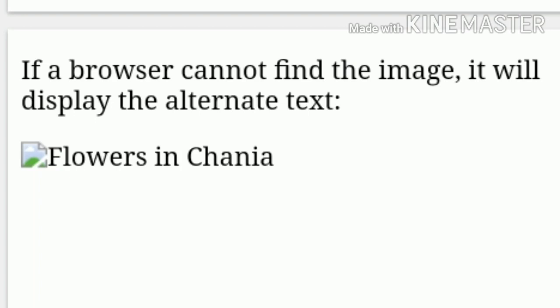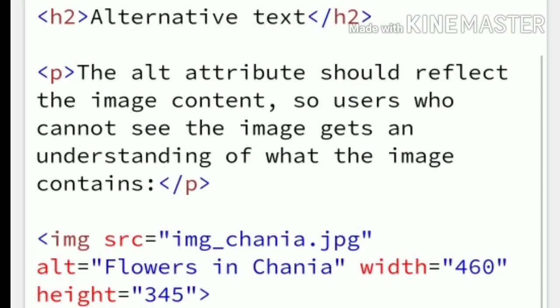Then the closing p tag. After that you write the image tag: img src equal to, within double quotation marks, img_chinese.jpg, alt equal to, within double quotation marks, flowers in Chinese, width equal to 460, height equal to 345, and close it. After that you can close the body tag, and then close the HTML tag. After this you can run this program.